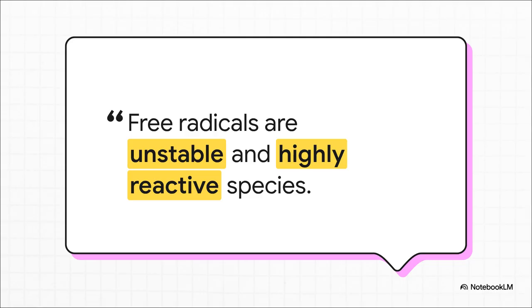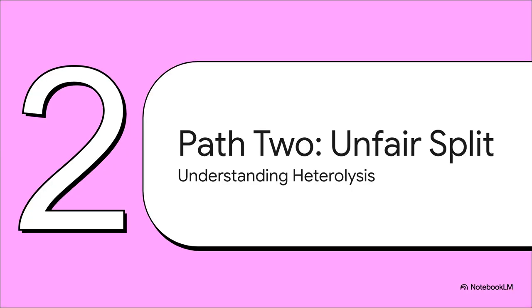So what are these new pieces called? They're known as free radicals. They don't have a charge, they're neutral. But see that little dot representing one unpaired electron? That single electron makes them incredibly lonely and unstable. They're on a desperate search for another electron to pair up with, and that's exactly what makes them so ridiculously reactive. All right, so that was the fair way.